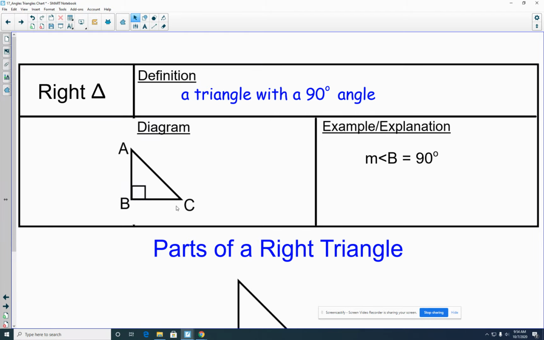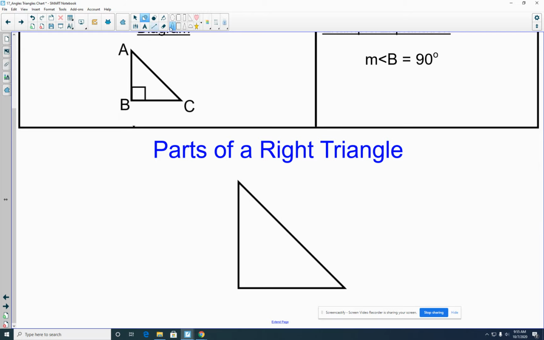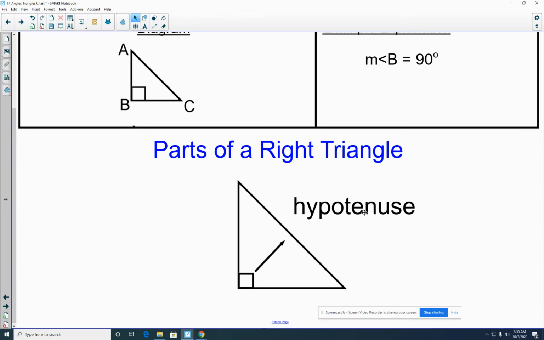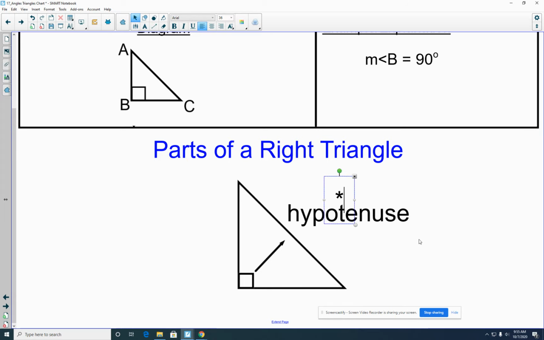Now, there are different parts of a right triangle, just like there are different parts of an isosceles triangle. So in a right triangle, you obviously have a right angle. Here it's pretty obvious that this is my right angle. The one side that's really important to be able to identify is the side opposite the right angle. So if this is the right angle, the side opposite the right angle is known as the hypotenuse. That's the side here. And what we know is that the hypotenuse in a right triangle is always the longest side.